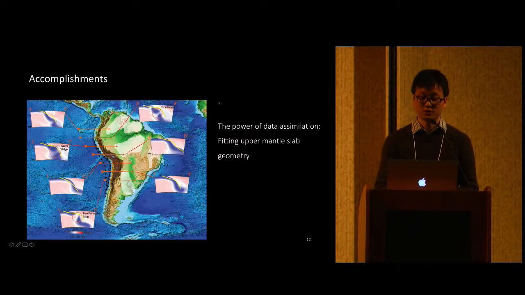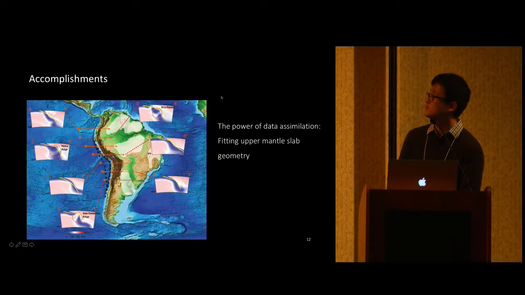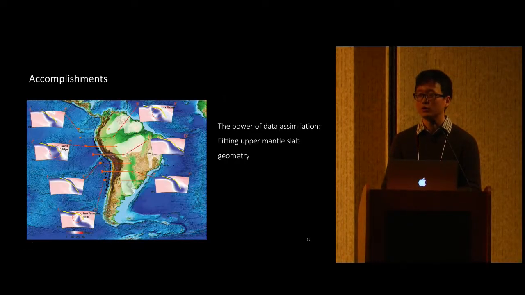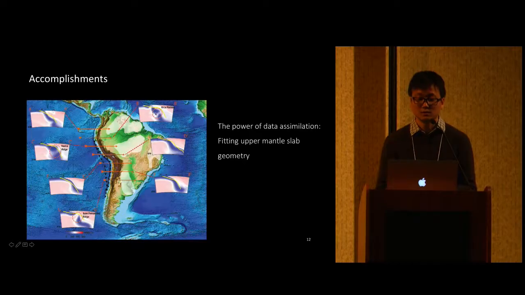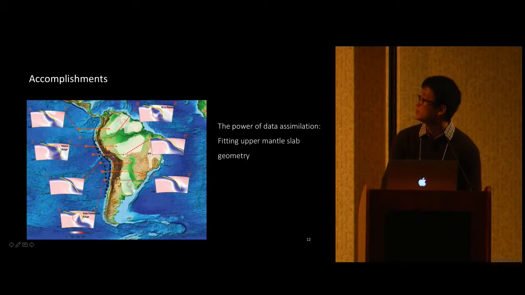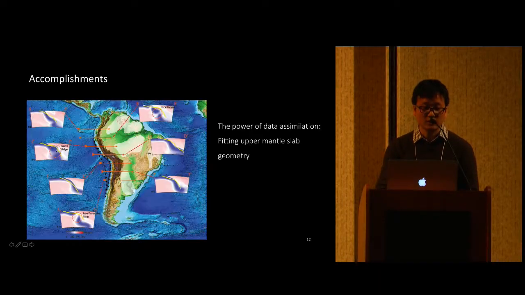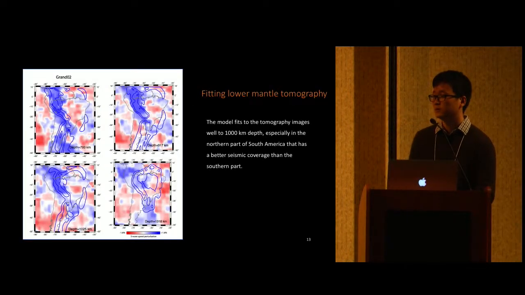So this is a prediction. Since we use data assimilation for our model, we can better compare our model with real observations. These yellow lines are the interpolation of earthquakes. Earthquakes usually happen in the slab, which is predicted by our model as the blue region. We can see the yellow lines and the blue region are very consistent. That's why we say we predict the slab geometry very well in the upper mantle. And in the lower mantle, we don't have earthquakes.